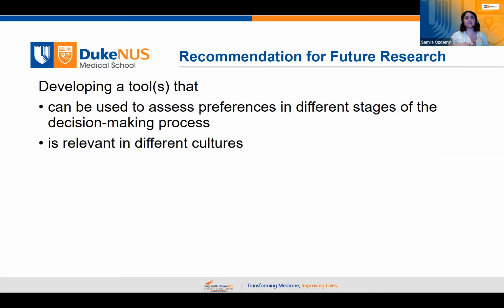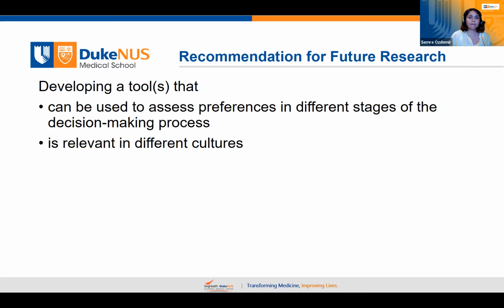Just as a recommendation for future research, I didn't really get into what kind of tools are available out there, but I think most of the tools, at least the ones I'm aware of, don't do a good job in terms of assessing preferences in different stages of the decision-making process. And they're not relevant in different cultures, especially Asian or more Eastern cultures.